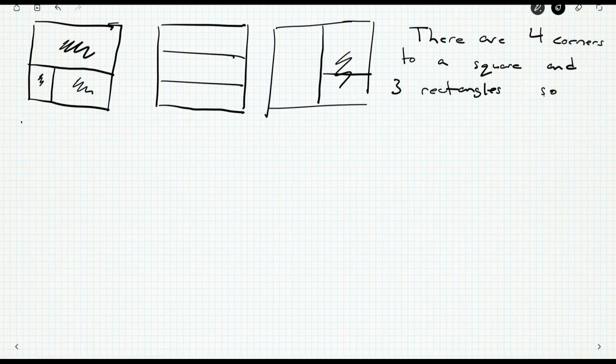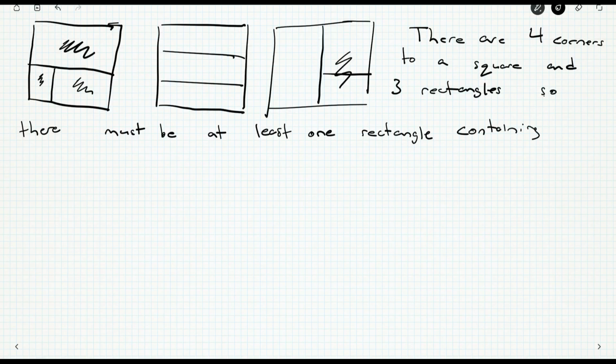So there must be at least one rectangle containing at least 2 of the square's corners.